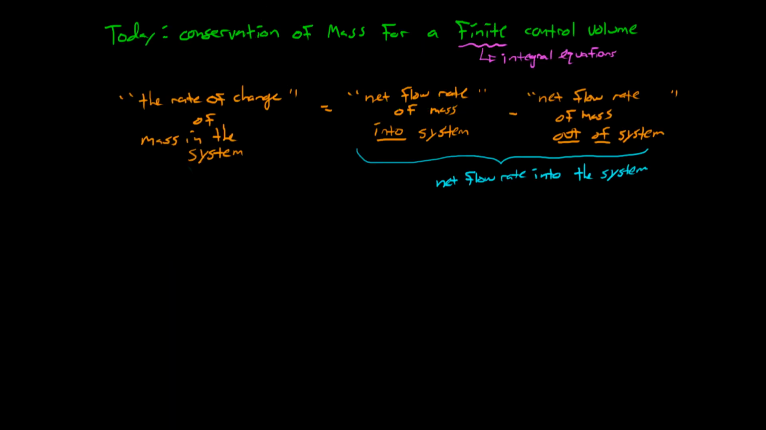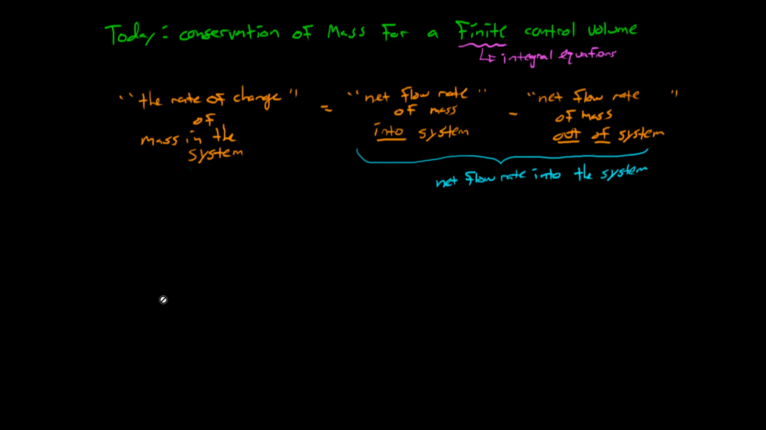This video is all about conservation of mass for a finite control volume, which gives us the integral form of the equation. And so here's what we want to do. First and foremost, realize that a conservation law is a concept. We're going to write an equation for it, but that is the mathematical representation of an idea. What idea? Well, the idea that mass is neither created nor destroyed.